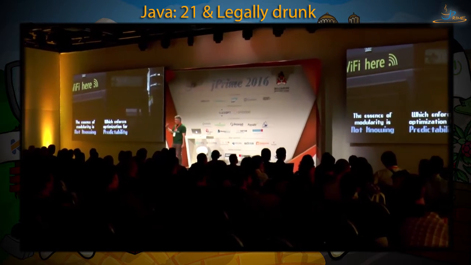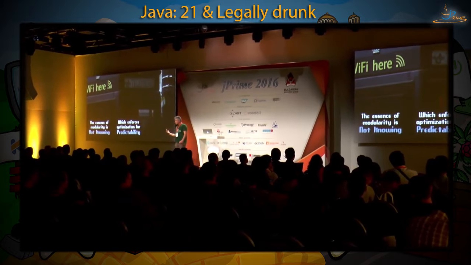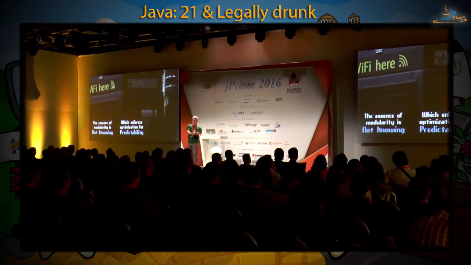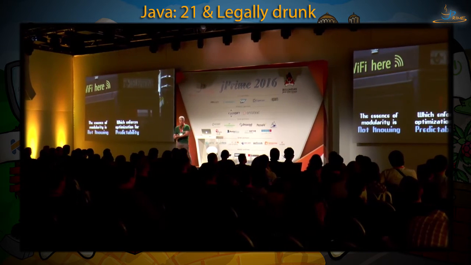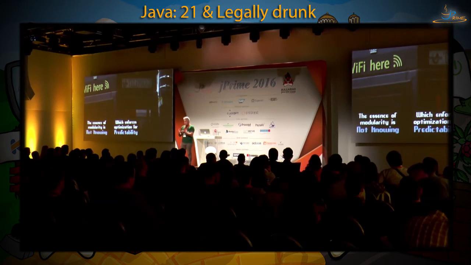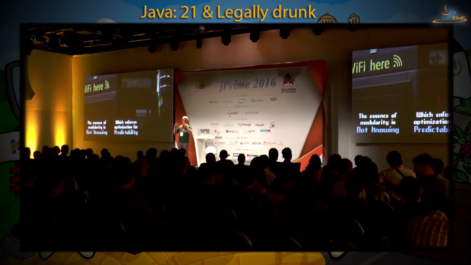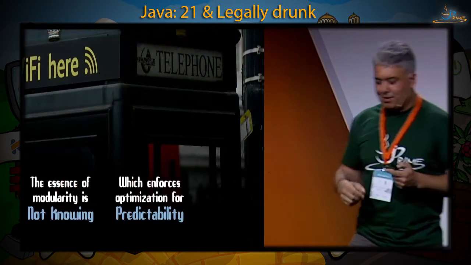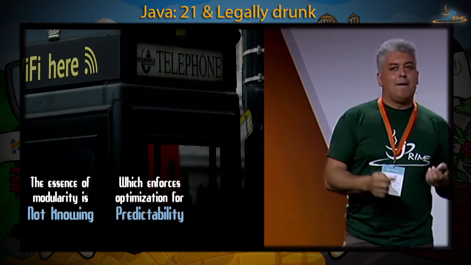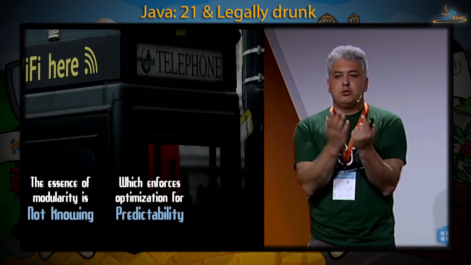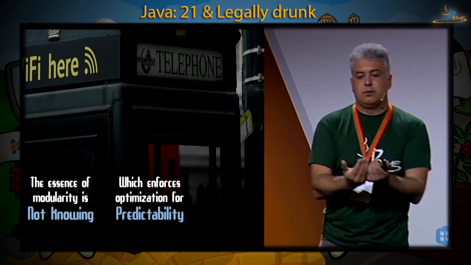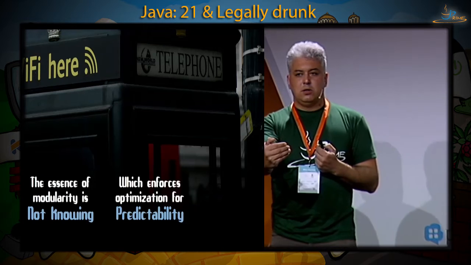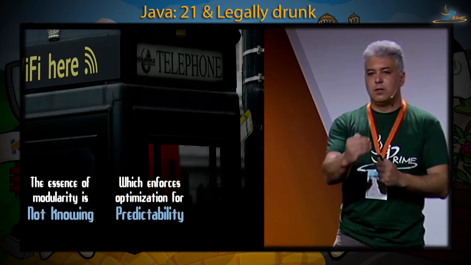Because, back again, the essence of modularity is not knowing. And when you acknowledge the fact that you don't know upfront, you're basically forced to think in terms of predictability. Can't remember that hard word. So you want to try to predict what's going to happen. And trying to predict reminds you of something?